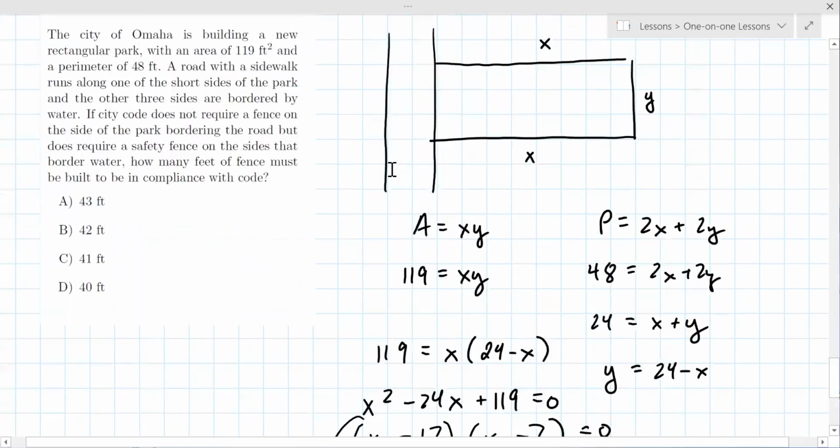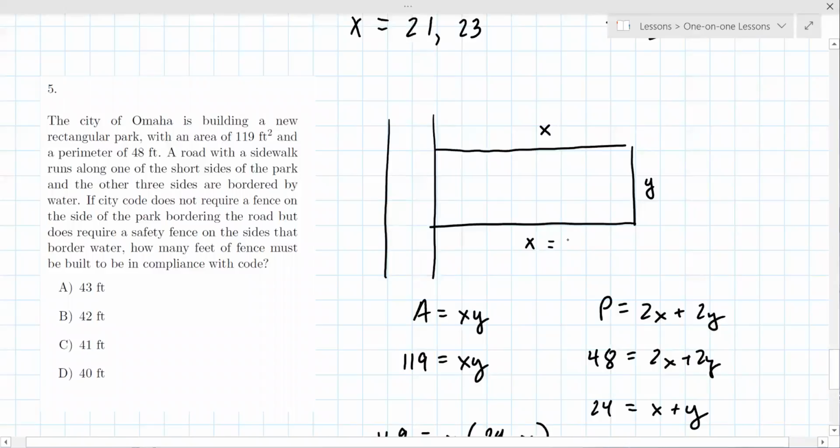Now let's go back to the picture. Let's say x is 7. Y is 24 minus 7. So y would be 17 and x would be 7. What does the short side be?